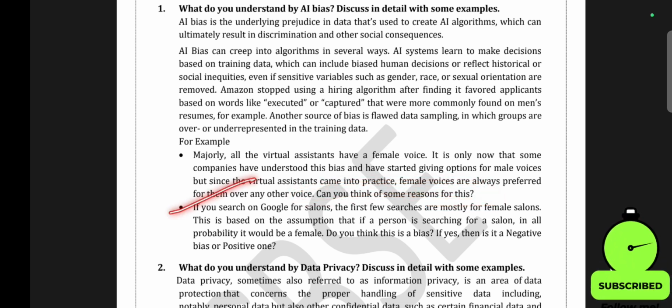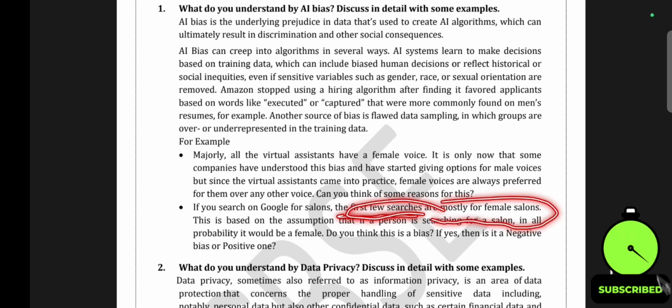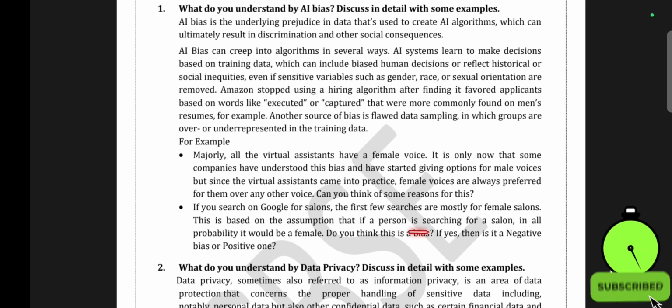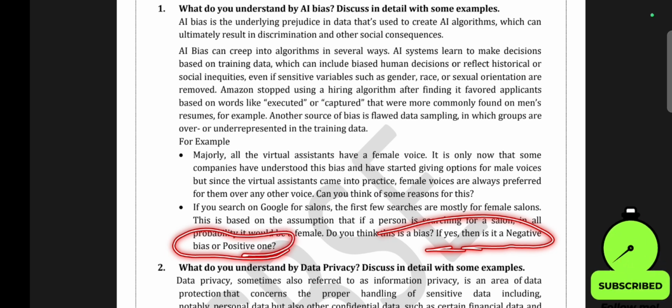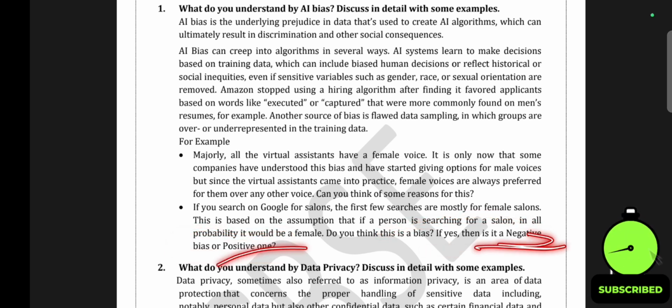If you search on Google for a salon, the first few results are mostly for female salons. This is based on the assumption that if a person is searching for a salon, in all probability it will be a female. Do you think this is a bias? If yes, then is it a negative bias or a positive bias?